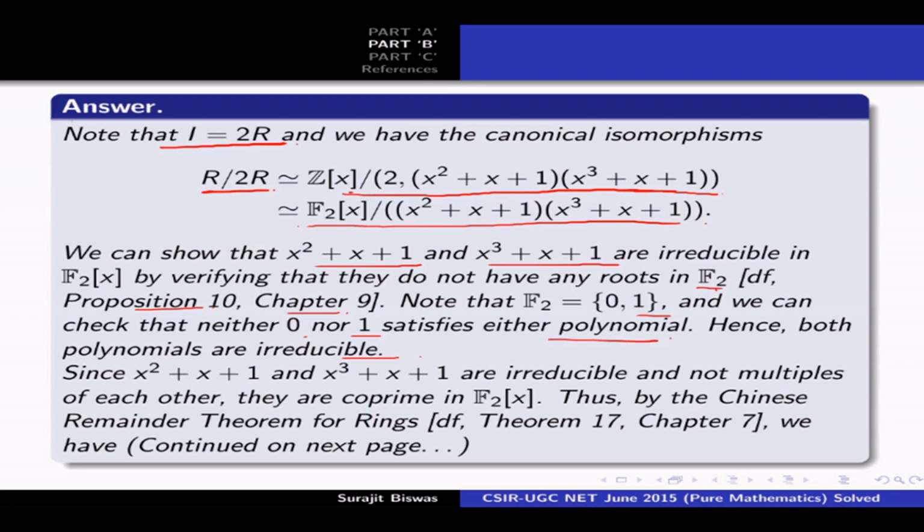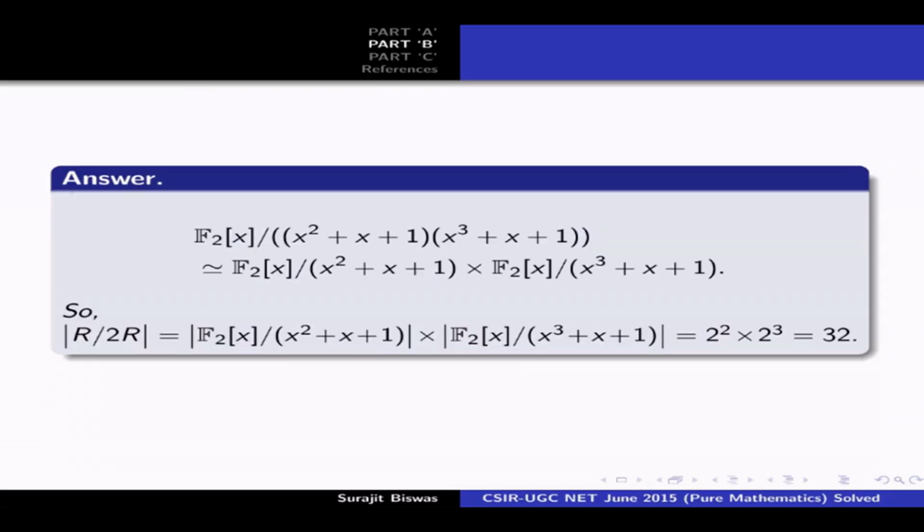Since x squared plus x plus 1 and x cubed plus x plus 1 are irreducible and not multiples of each other, they are coprime in F2[x]. Thus, by the Chinese remainder theorem for rings, that is Theorem 17, Chapter 7 of Dummit-Foote, we can separate things out. The ring F2[x] modulo this product polynomial is isomorphic to F2[x] modulo x squared plus x plus 1, Cartesian product with F2[x] modulo x cubed plus x plus 1.